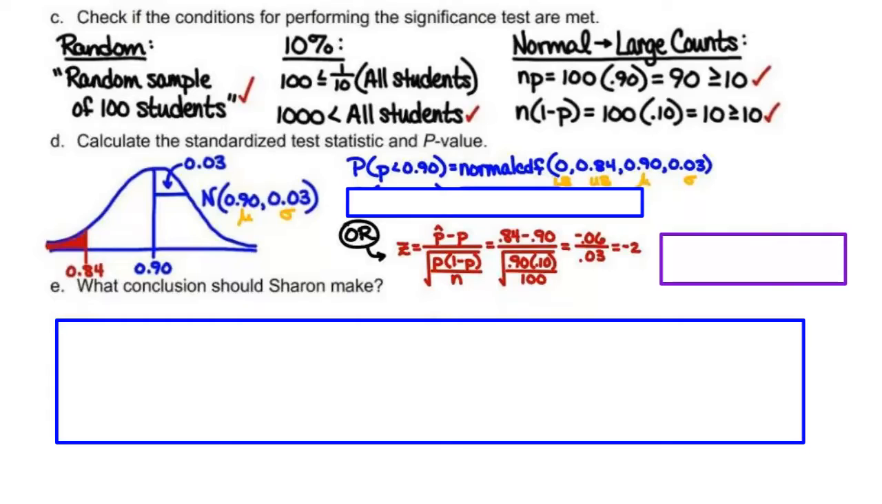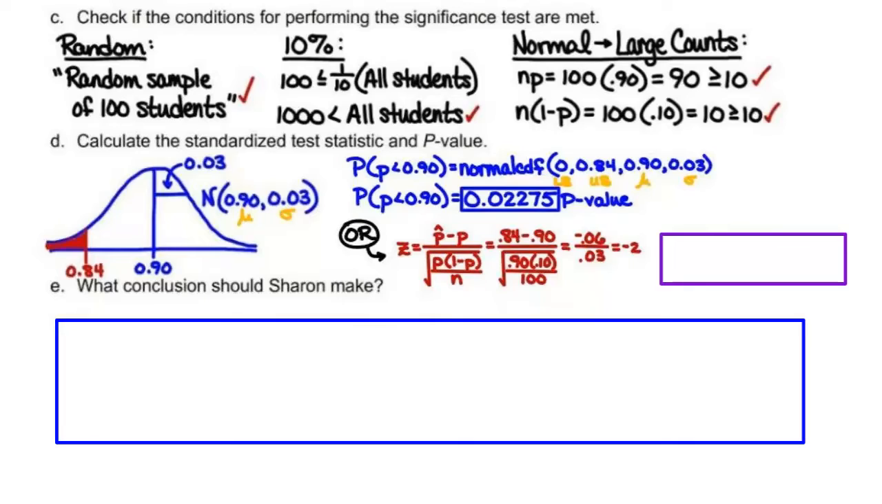That's absolutely correct. Whether you use the standardized test statistic and table A, or whether you use your calculator, what does our p-value come out to? 0.0228 or 0.2275, depending on whether you're using table A or your calculator, but they're very, very close. So what conclusion should Sharon make?